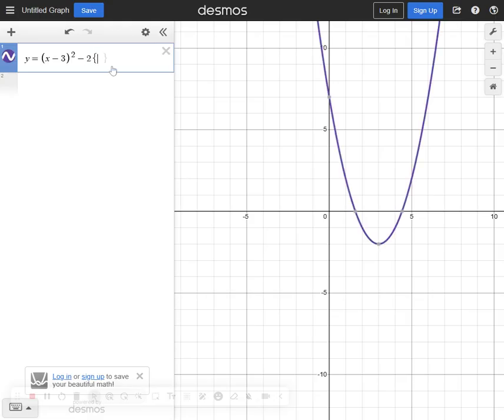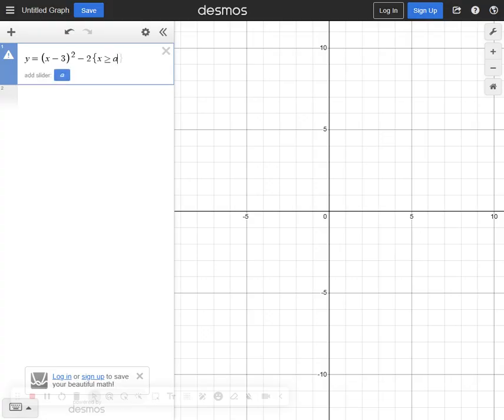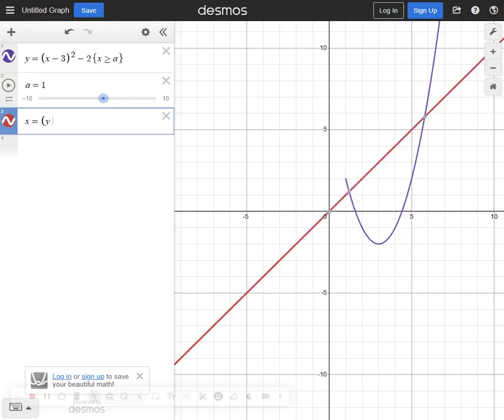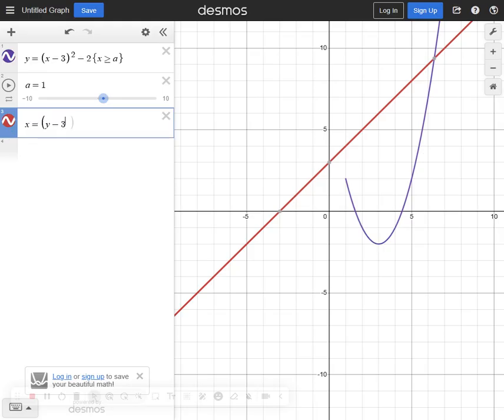Let's create the slider. The slider, let's see, x is, so I'll change it to greater than or equal to, and then a. Here's the slider. The second one, again, I'm going to switch them and take the inverse. x equals y minus 3 squared. Oops, no.